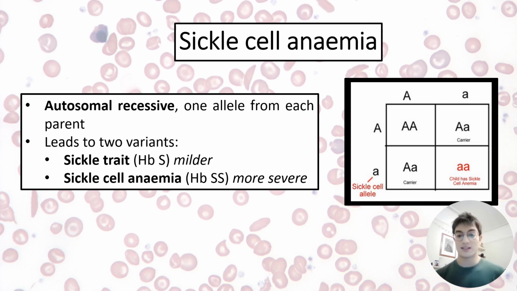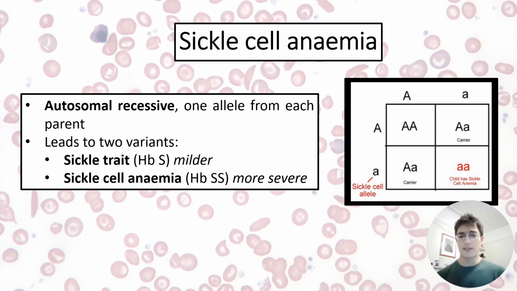On the right-hand side, you can see a Punnett square. So if we work through this, the big A is a healthy hemoglobin, so to speak, and the little a is going to be the sickle cell allele. So in this diagram, both parents are going to be carriers. So they each have one sickle cell gene. And if we go through all the possibilities, then we have a 1 in 4 chance of a healthy sickle-free child. We have a 2 in 4 or a 50% chance of having a carrier. And there's also a 1 in 4 chance of having sickle cell anemia.